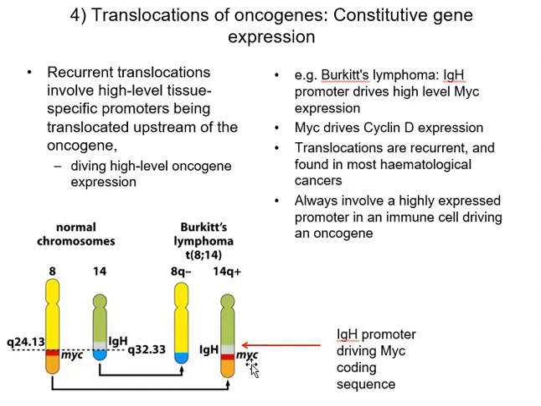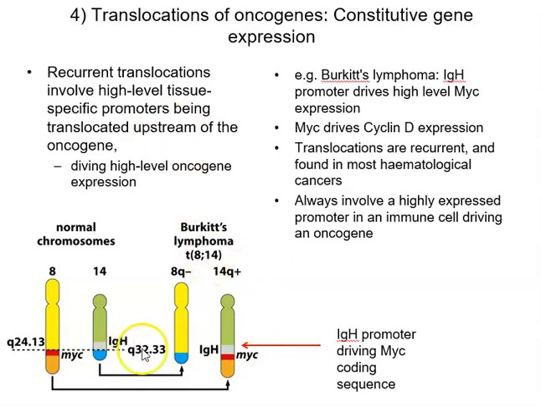MYC translocations are also common in other leukemias, but often translocated to a different promoter. So wherever the MYC oncogene is translocated, it's translocated onto a promoter in an immune cell that's highly active in that cell. So it can be a different promoter, but it's often the same oncogene.